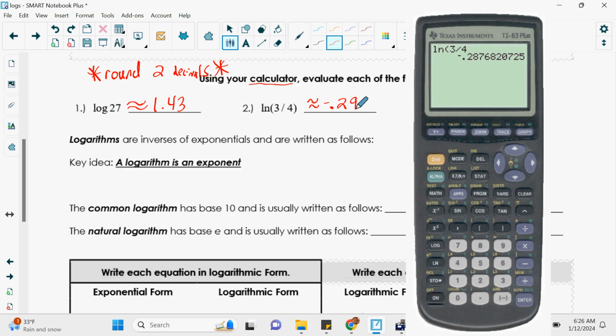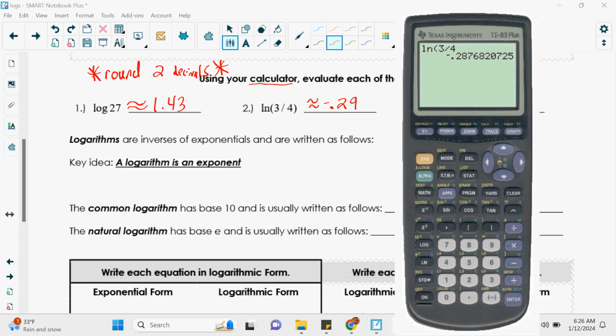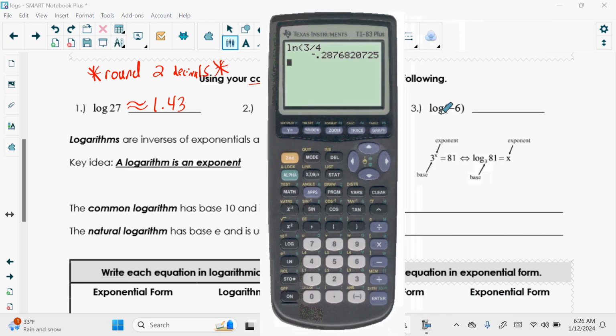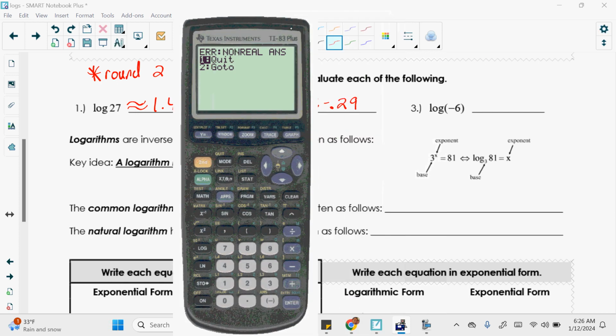Hit enter, and oh, non-real answer. So this is going to be interesting, why that is. Non-real, and you're like, non-real, what does that mean? What we would say for non-real, really I would write no solution. And this is going to be huge: no solution. We'll come back to why that is and how that actually works. So if you got all these, let's continue on.